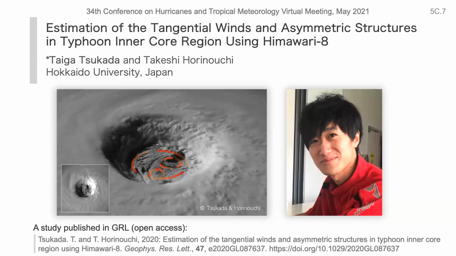I will be talking about estimation of the tangential winds and asymmetric structures in the typhoon eye region using Himawari-8. This study has already been published in GRL, as shown here.